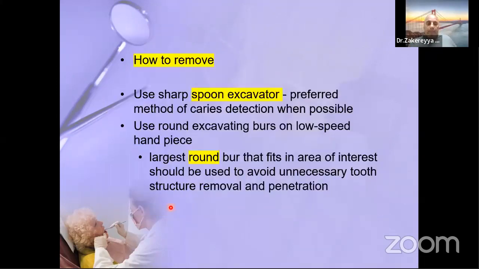Fine. Next. How to remove the dental caries? Use sharp spoon excavators, the preferred method of caries detection when possible. Use round excavating burs on low speed handpieces. Now, which bur? The largest round bur that fits in the area of interest should be used to avoid unnecessary tooth structure removal. So, round burs, first spoon excavators, they have to be sharp for good removal. Now, a large round bur that fits the lesion, all right? So you have to have different sizes of round burs driven by a low speed handpiece, then use them for the removal of dental caries.